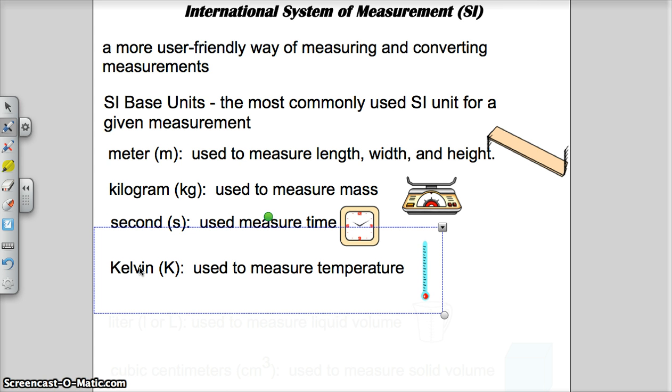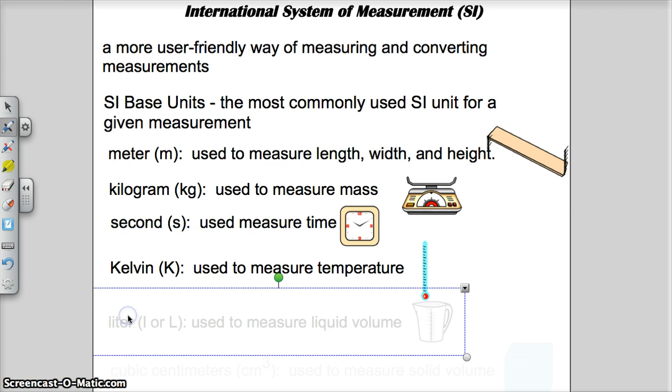Next thing is Kelvin, and this is used to measure temperature. Now you're probably thinking, oh wait, I thought it was Celsius. Celsius is pretty close to Kelvin, but in the field of science we use Kelvin for a specific reason that I'll get into a little later in the year. But the SI base unit for temperature in science is Kelvin. We are typically going to use Celsius in class though.